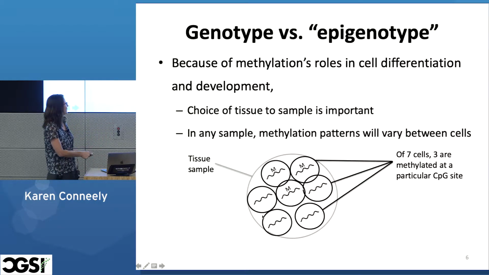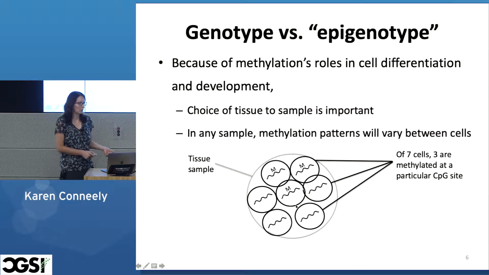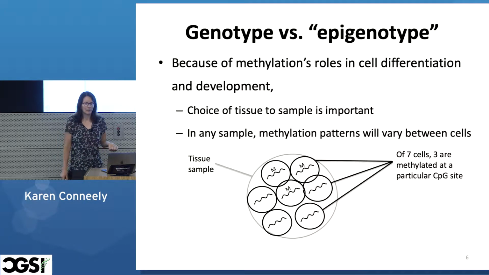Here's a very simplistic picture of a sample of 7 cells. At a single CpG site, 3 of the cells have methylation at the site and 4 of the cells don't. So at every CpG site, the ways we measure methylation will allow us to estimate a proportion of methylation rather than just a 0 or a 1 value.